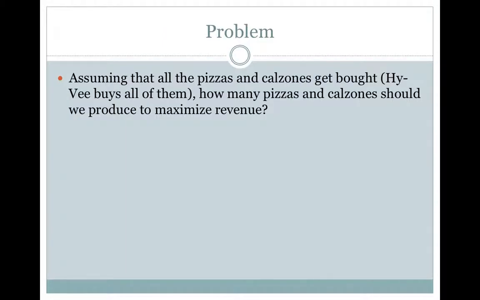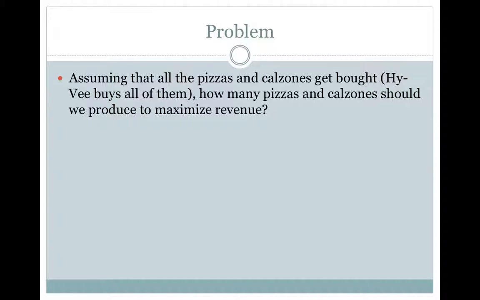And here's the problem. Assuming that all the pizzas and calzones will get bought, for example, Hy-Vee will buy all of them from us, how many pizzas and calzones should we produce to maximize revenue, considering we have these restrictions on our problem?